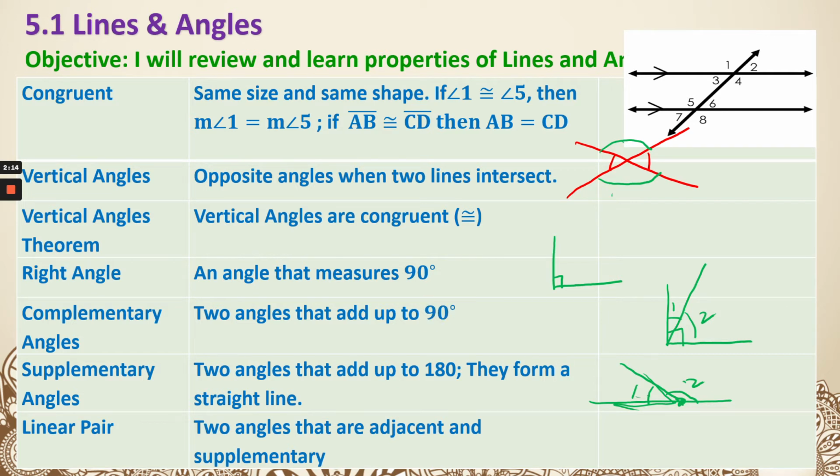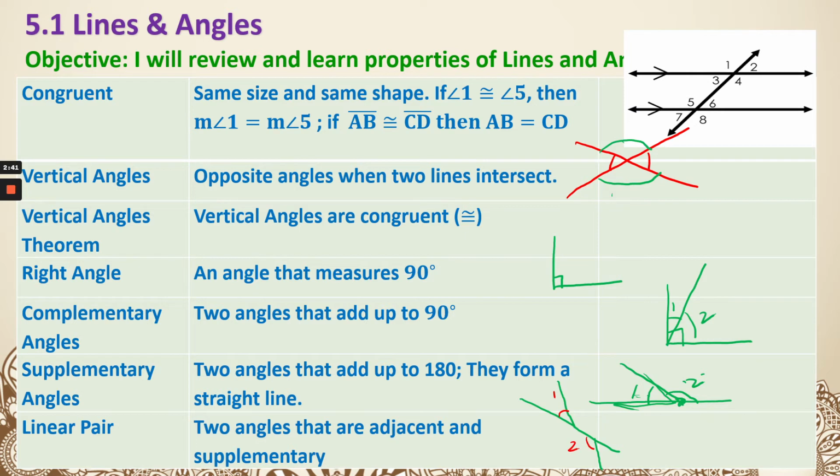But for example, if we say we have an angle here, and let's say we have another angle here. If these two angles add up to 180, but they're not adjacent, they're not next to each other, so that's not a linear pair. They could be supplementary, but they're not a linear pair.